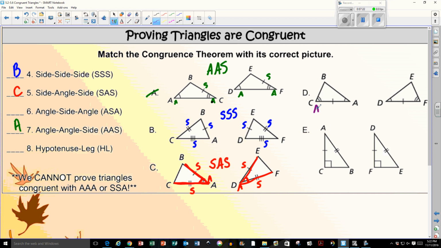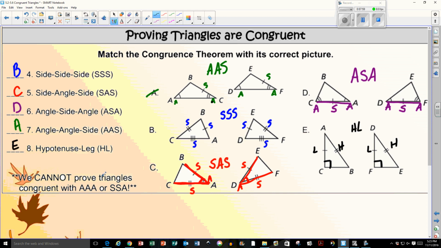This one, I have 2 angles and the side that connects the 2 angles. And here, an angle, and the side that touches both. So this would be considered angle, side, angle. So angle, side, angle would be D. And then this one is the right triangle. So you have your right angle. That has to be there. This is the hypotenuse, and I see that the hypotenuse are congruent on both. This is the leg of the right triangle, and they're congruent. So this is known as hypotenuse leg. So hypotenuse leg is E.